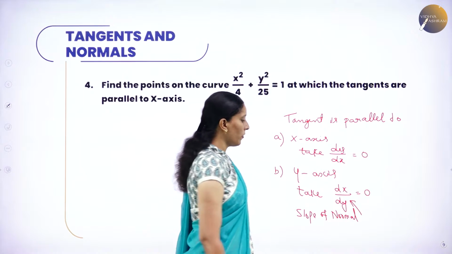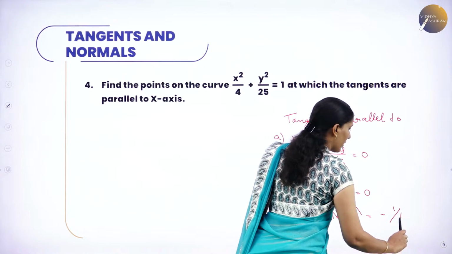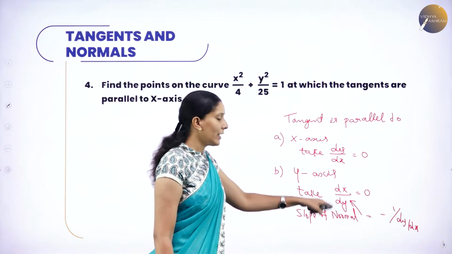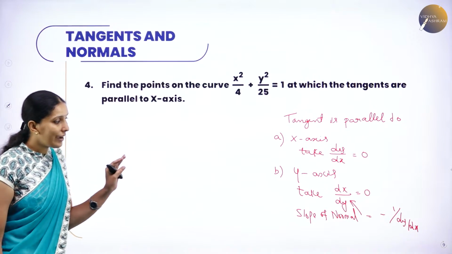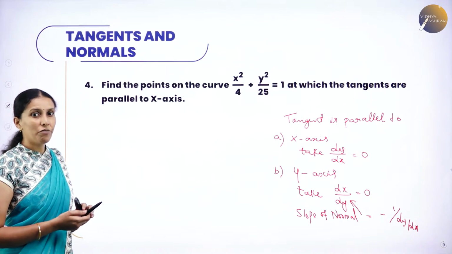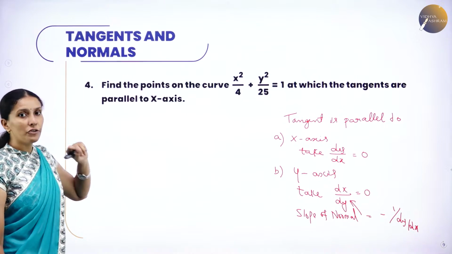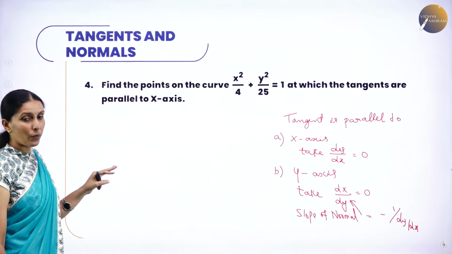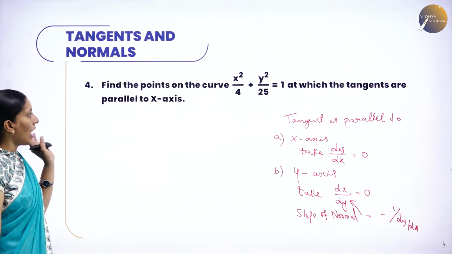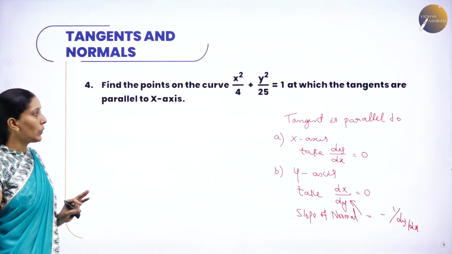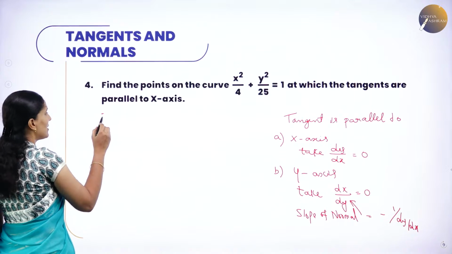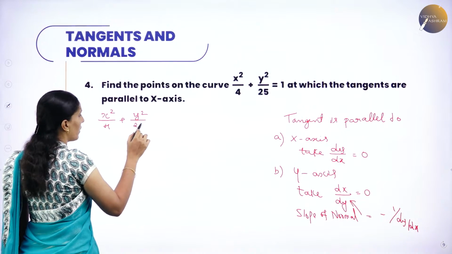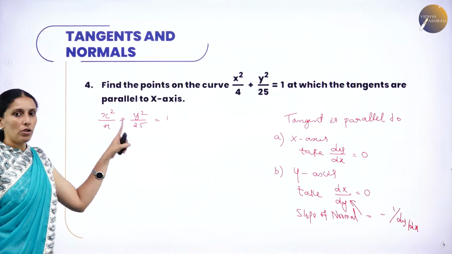So what is slope of normal? Slope of normal is nothing but minus 1 divided by dy by dx. So when you take the reciprocal, you will get dx by dy. So you can take dx by dy as 0. So these are the conditions required to solve such kind of problems here. So now here also we need to find the point on the curve x square by 4 plus y square by 25. Clearly it is an equation of an ellipse and we have to find at which point it is parallel to the x-axis. So first let us write the equation x square by 4 plus y square by 25 is equal to 1.